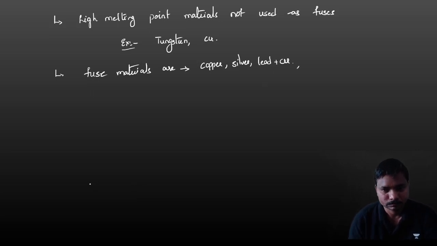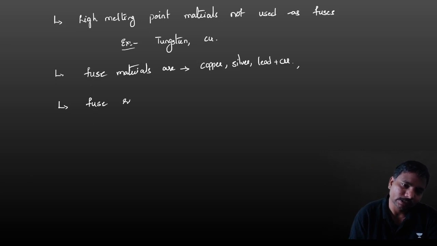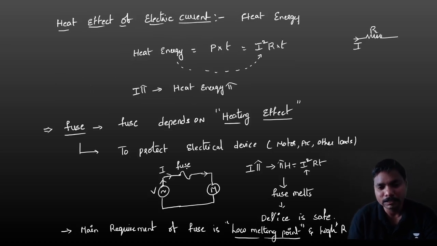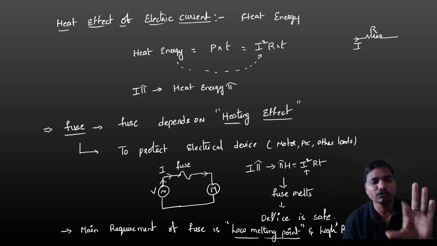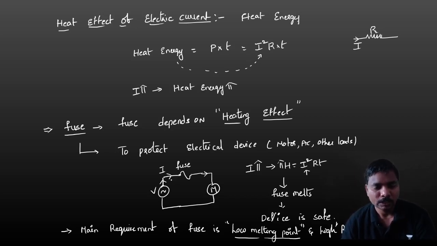Okay, so these are the generally used fuse materials. And the fuse rating is given in amperes. If they have given a 10 amp fuse, it can withstand up to 10 amps. If the current is more, that is 20 amps or 30 amps, the fuse is going to melt. So this is the heating effect of electric current and the fuse.